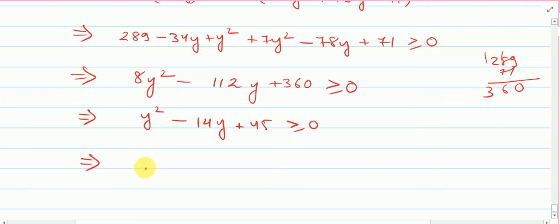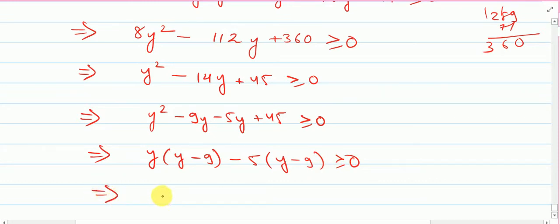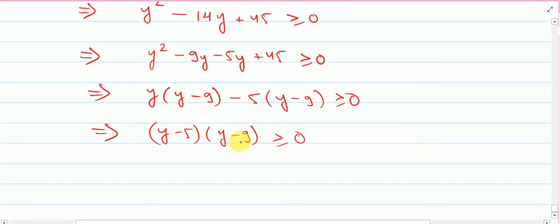So here we can write y square minus 9y minus 5y plus 45 greater than equal to 0. Then we get y minus 9, here 5, y minus 9 greater than equal to 0. So we got y minus 5 and y minus 9 over here. So here you can see that here also minus, here also minus, so good for us.